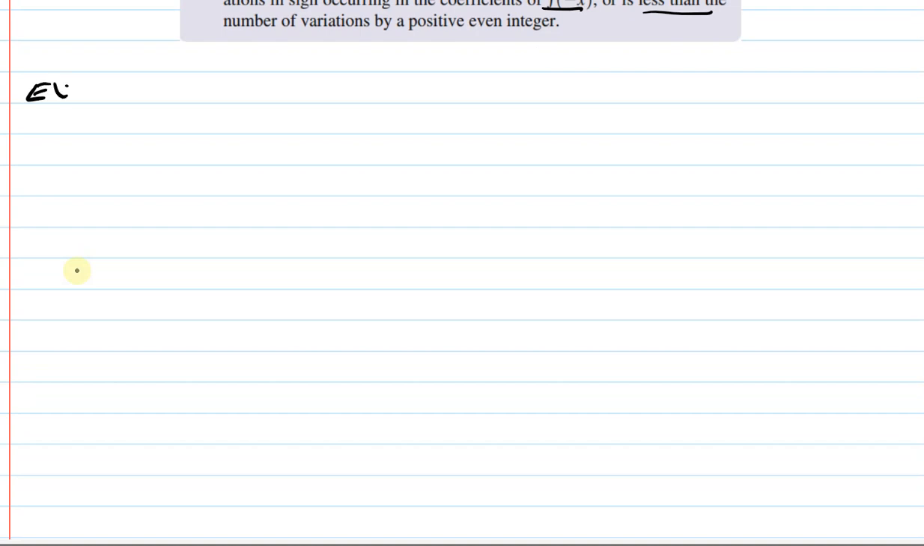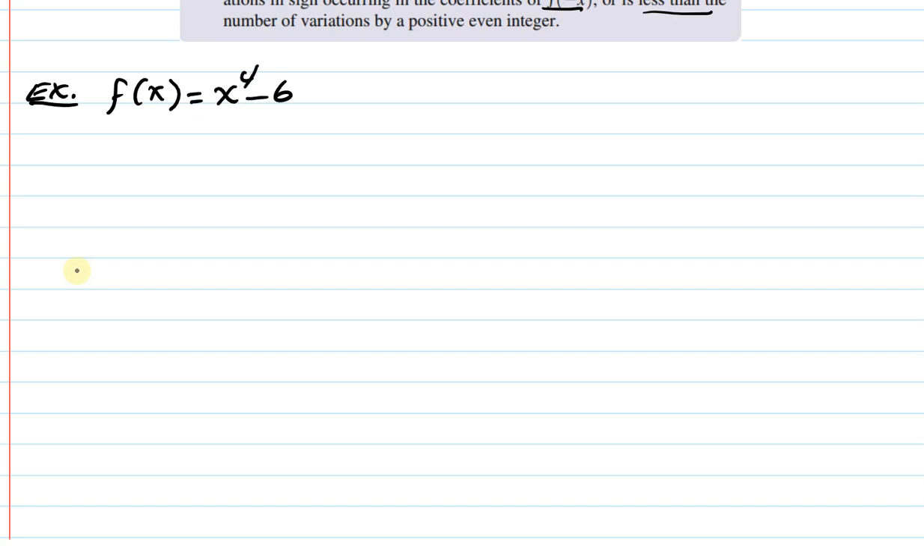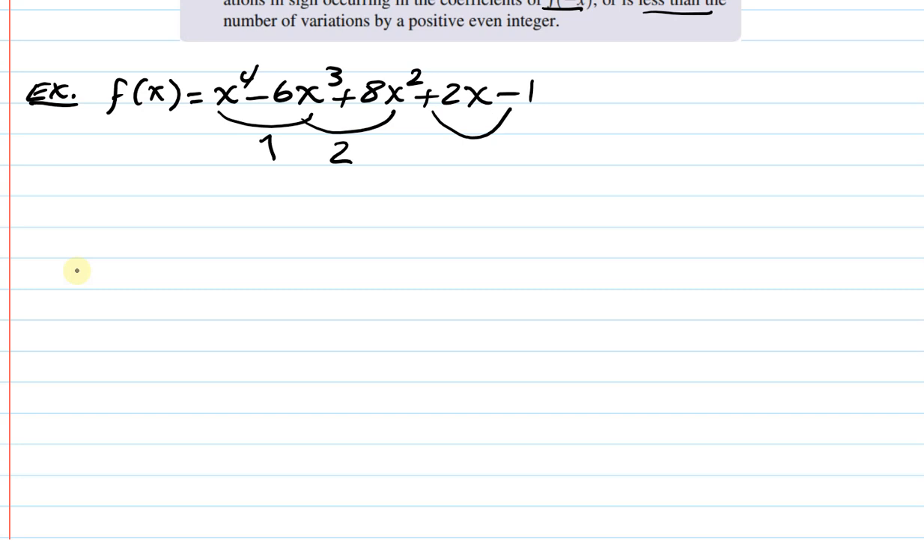So with an example. Suppose my function, we'll make it simple, is x to the 4th minus 6x cubed plus 8x squared plus 2x minus 1. Let's take a look at the variation in signs. Here's one variation in sign. From here to here, that's 2. Then it doesn't change. The next variation in sign, plus to minus, that's the third one. So it has 3 variations in sign, right?